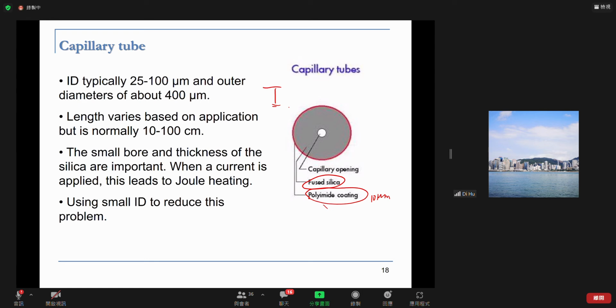Okay, so use fused silica. Why is that? The length, small bore, and thickness of the silica are important, because the Joule heating needs to be dissipated easily. So use a small inner diameter to reduce this problem. Which problem? The Joule heating problem. Okay.